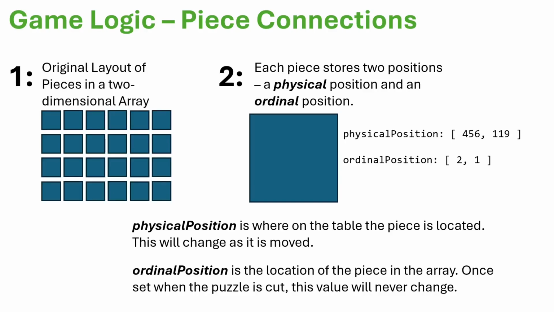Last time we covered how the game flows, and we went through a flow chart. Today we're going to take a look at how piece connections are made. Now, why is this important?